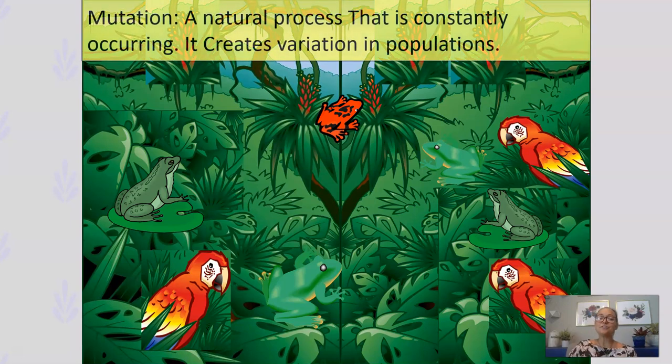So mutations are a natural process. They're actually errors during S phase of the cell cycle when DNA replicates. Sometimes the enzymes in DNA replication just make mistakes during base pairing. So it constantly happens, just the same as when you write a paper, you make spelling mistakes or punctuation or grammar mistakes. It happens all the time. And these mutations create variation. They are the ultimate source of variation on Earth.